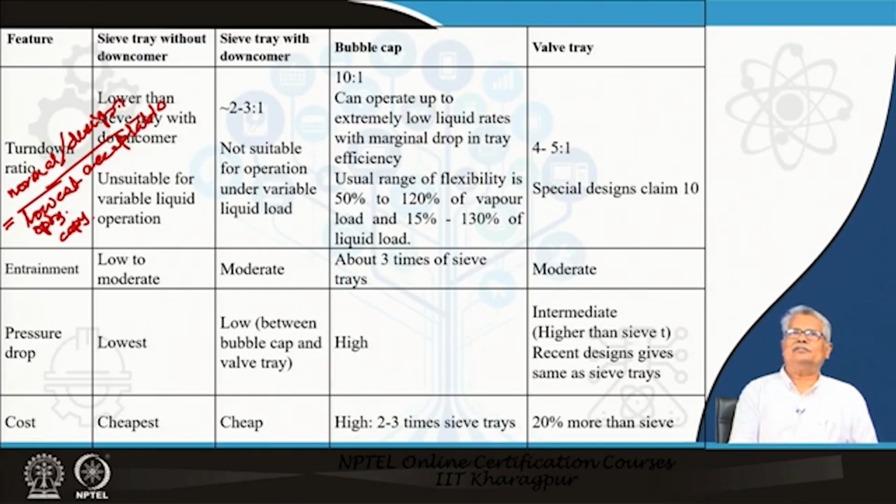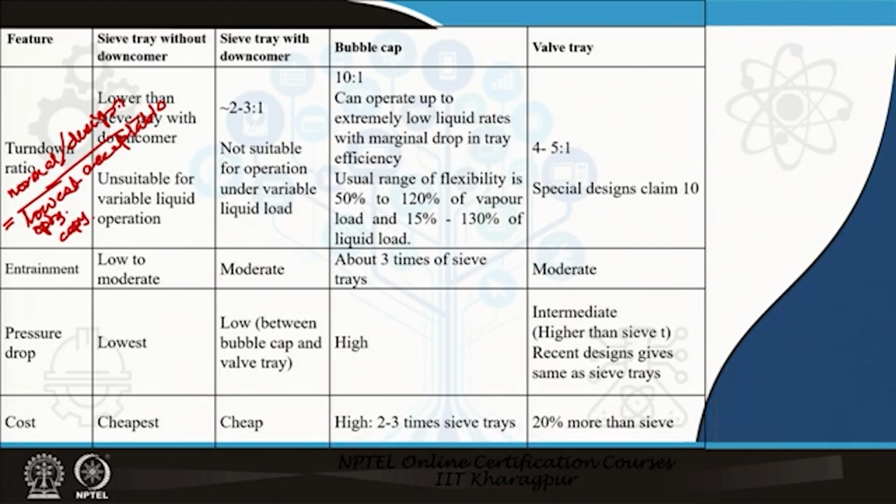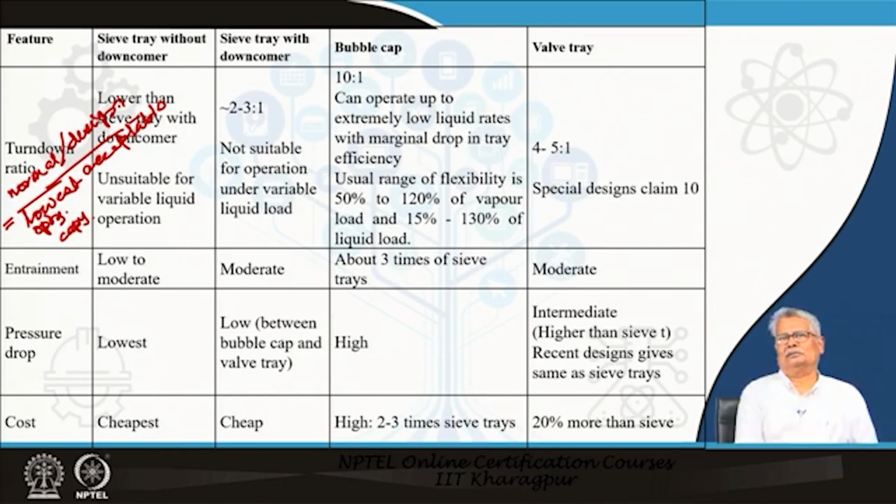The figures are given here for the sieve trays on a relative scale, and here you have one more thing, the bubble cap and the valve trays. In case of sieve trays without downcomer, it could be 2 to 3. In case of bubble cap, it will be roughly about 10:1. In case of valve tray, it will be about 4 to 5:1.